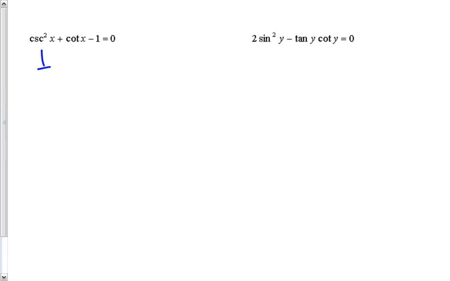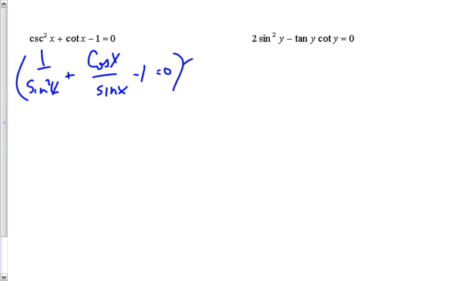Cosecant squared is 1 over sine squared of x. Cotangent is cosine x over sine of x. And I got minus 1 on the right. So my next question is, well, better clear the denominators. When I have fractions like this, I can multiply it all by the same thing. I'm going to multiply everything by sine squared of x.